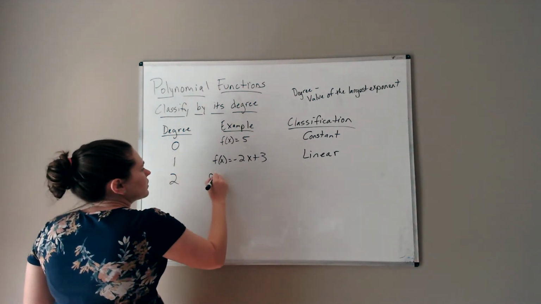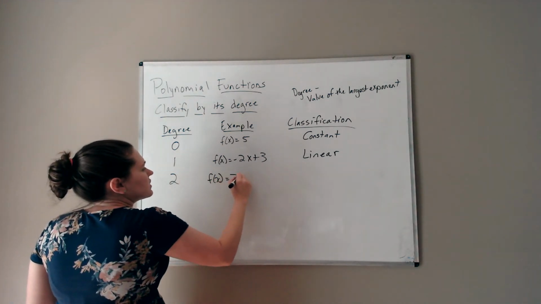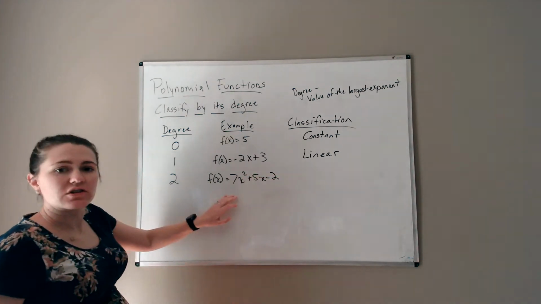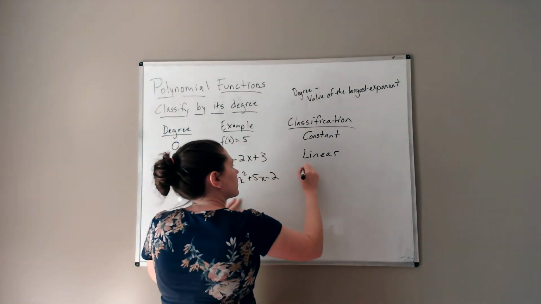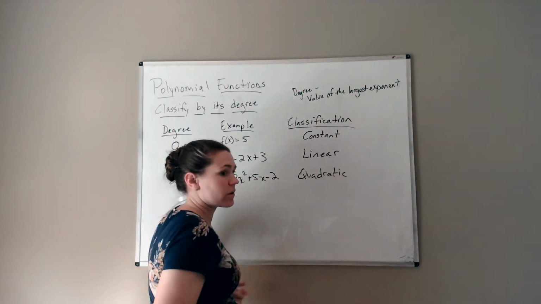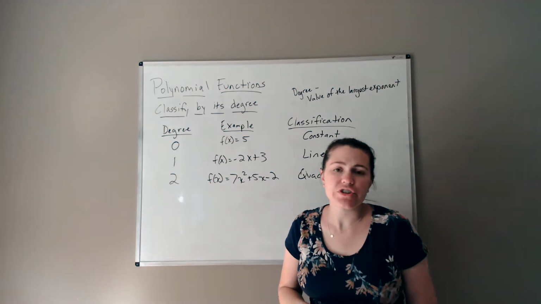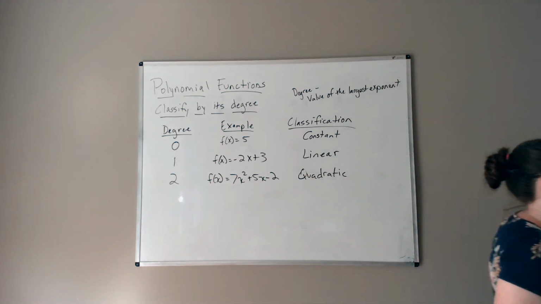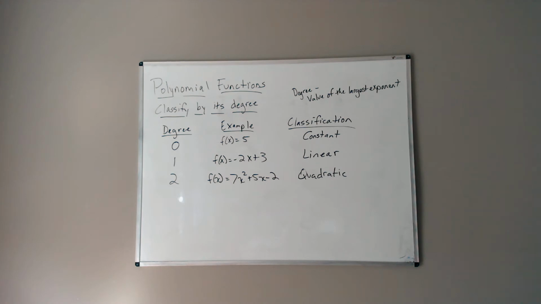Degree 2, 7x squared plus 5x minus 2. You know what this is called. This is called a quadratic function. So what is a quadratic function? A quadratic function is actually a polynomial function with degree 2. So next up is degree 3.